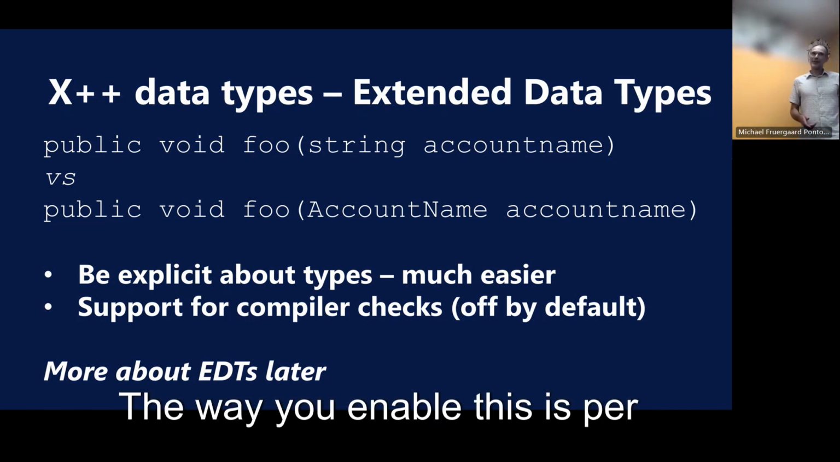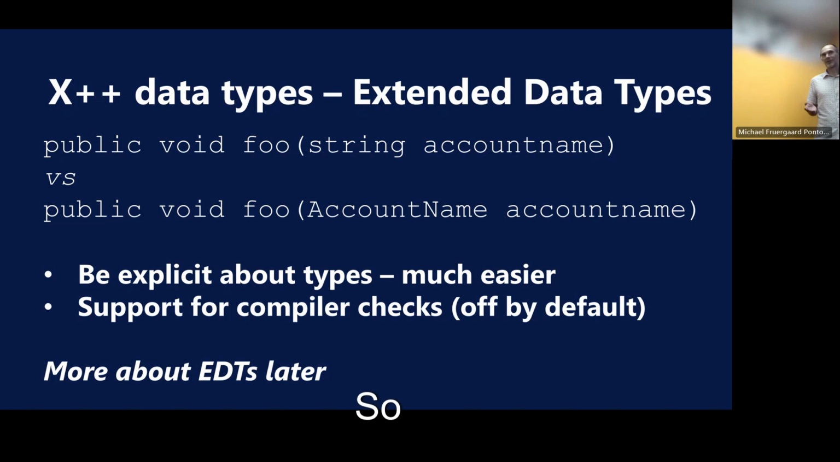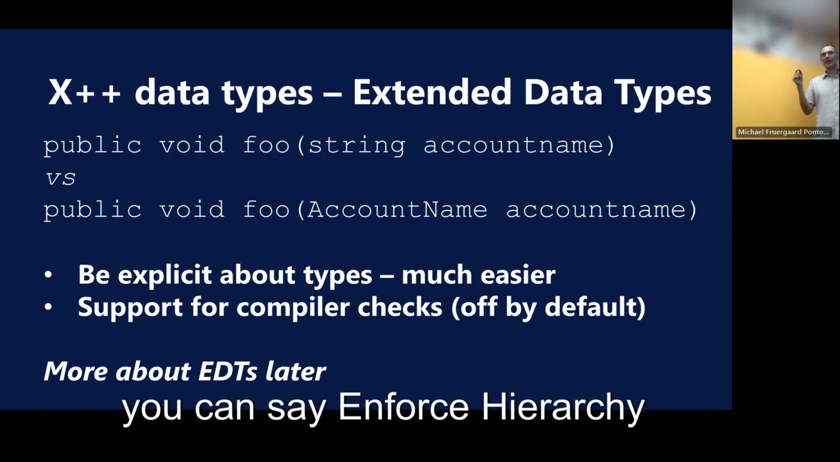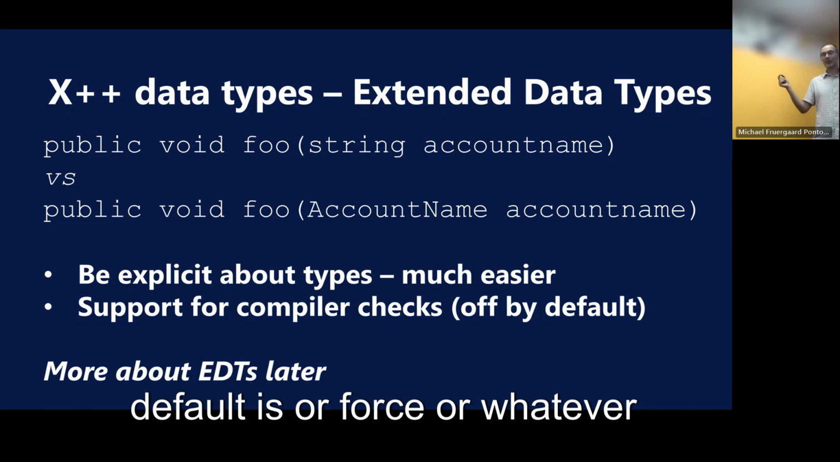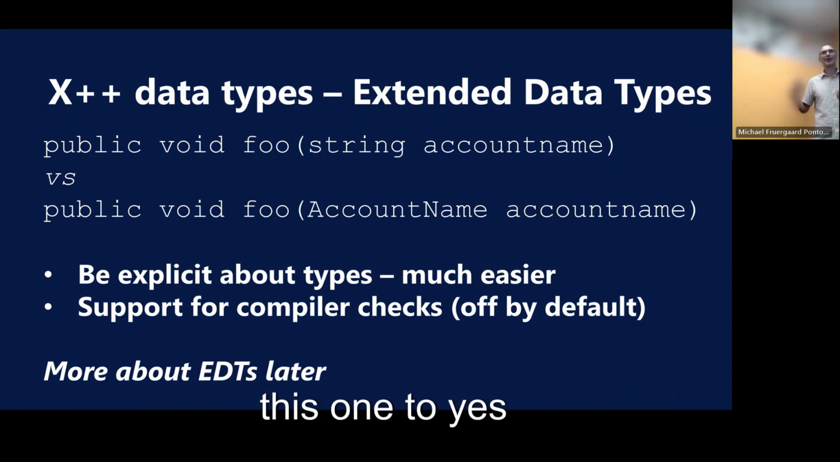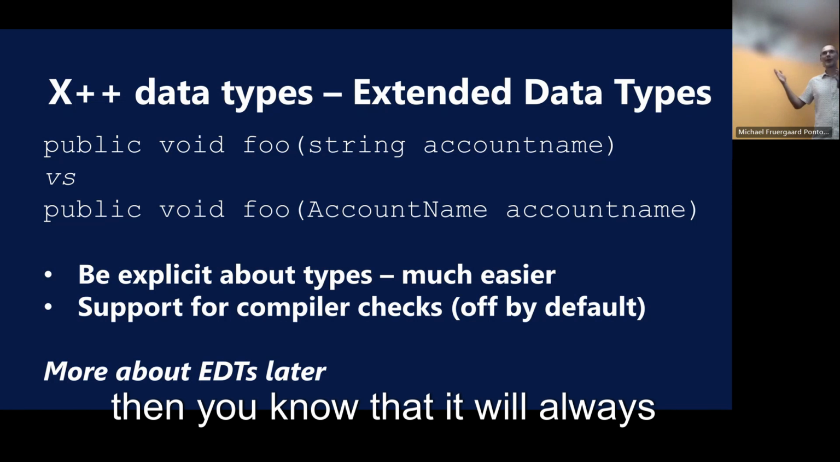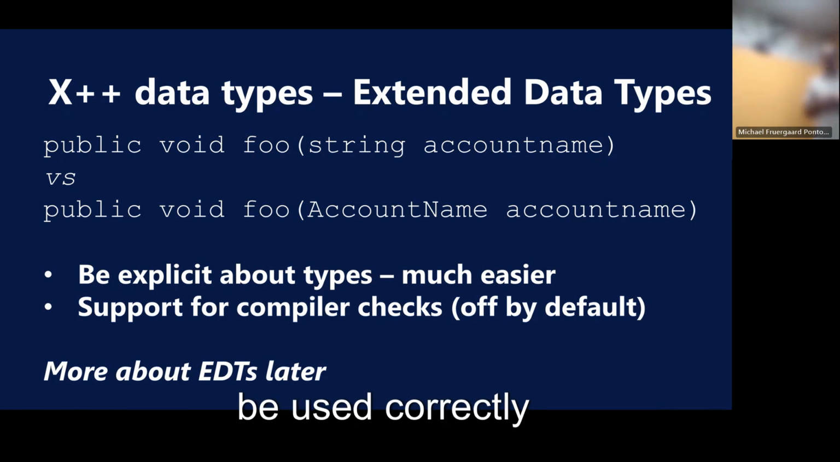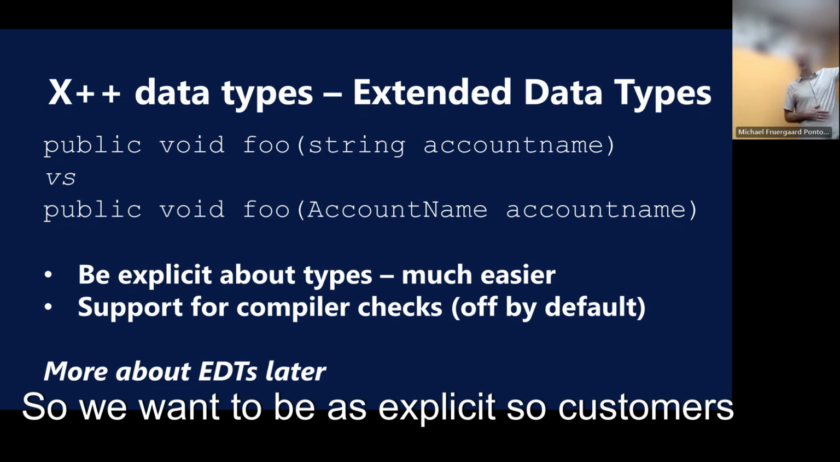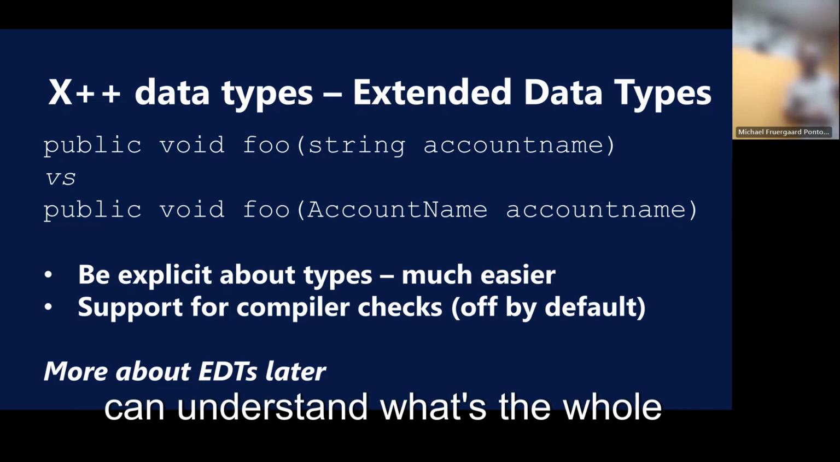The way you enable this is per type. So on an extended data type, when you define it, you can say enforce hierarchy, default is false or whatever, and then you can flip it to yes. So when you define a new extended data type, set this one to yes, then you know that it will always be used correctly. But that's actually pretty nice. So we want to be as explicit as customers can understand. That's the whole idea here.